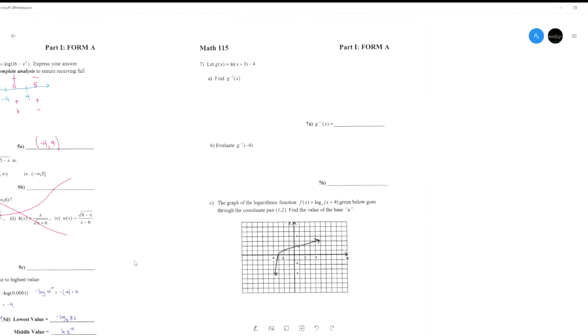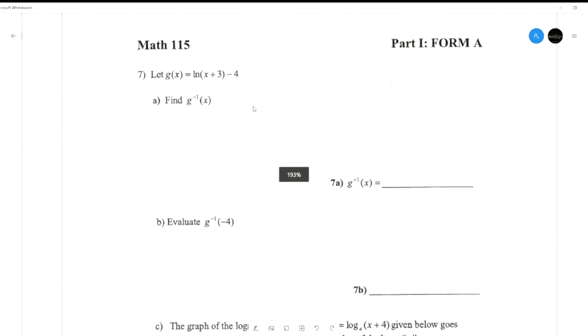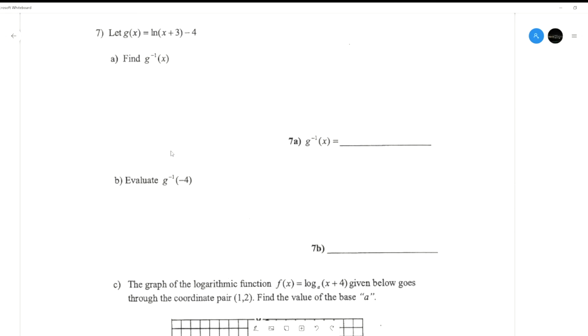All right. Shall we take a look at this? We have, let me move this over here. Okay, so it says let g of x equal ln of x plus 3 minus 4. Find g inverse of x. So how do we figure this out? We have to swap x and y. So I'm going to put x is equal to ln of y plus 3 minus 4. And solve for y. So that means I have to add 4 to both sides. So I have x plus 4 is equal to ln of y plus 3.